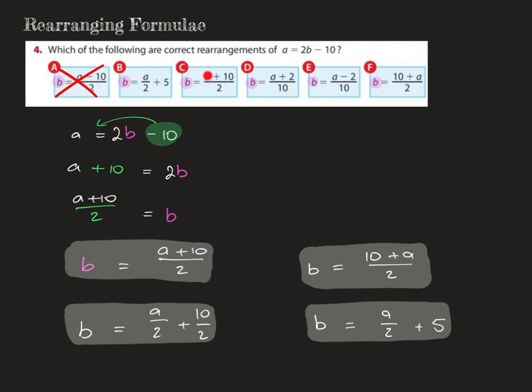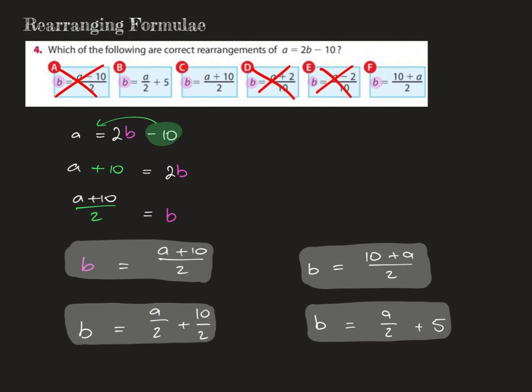The third one, A plus 10 over 2. That one is correct. The next one, A plus 2 over 10. A plus 2 over 10 is not correct, so I'm going to put a line through that. A minus 2 over 10 is not correct, and 10 plus A over 2 is also correct, because we have that here.